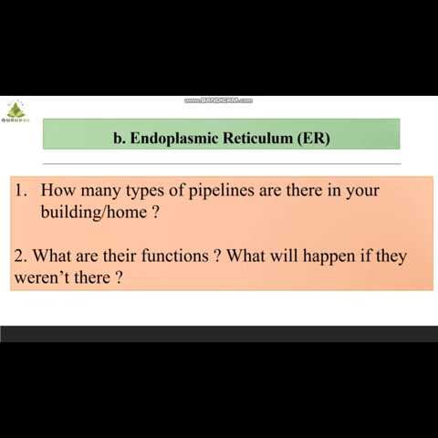Before that, students, just answer me a few questions: how many types of pipelines are there in our building or home? Water pipelines, gas pipelines, and drainage pipelines also, for the disposal of sewage. So there are different types of pipelines, and their functions are really different. So what will happen if these pipelines don't exist, or are not present? They have some functions, right?